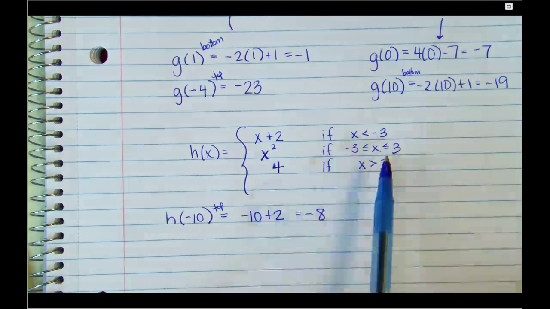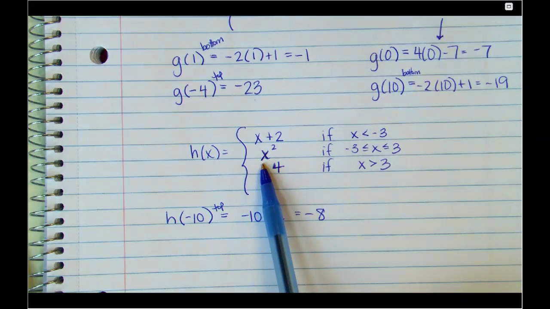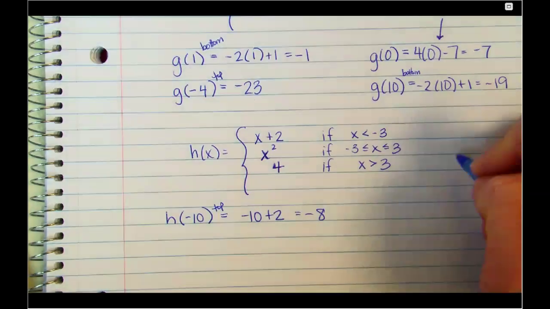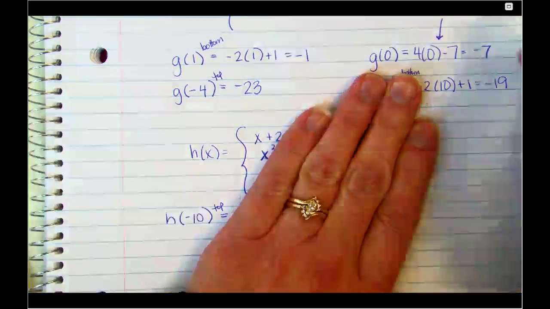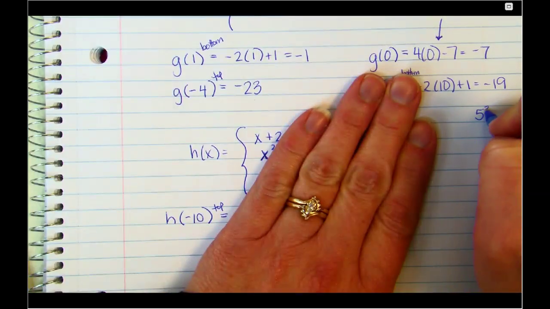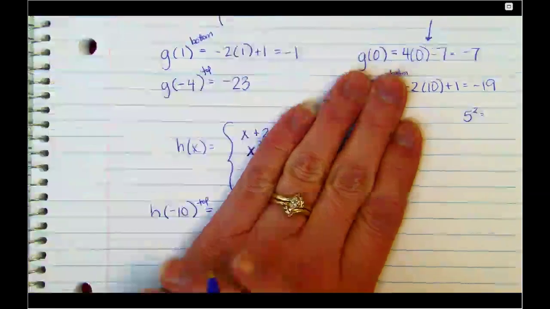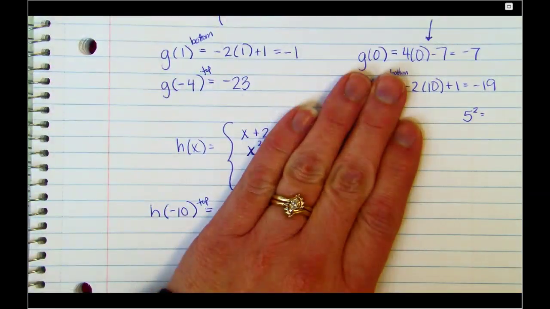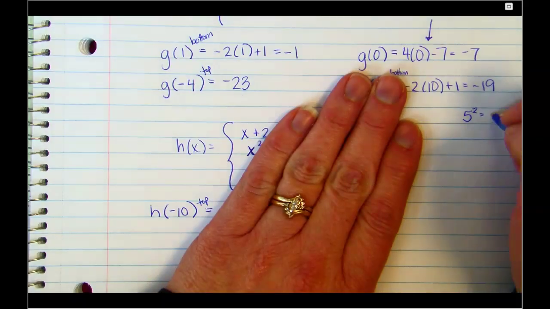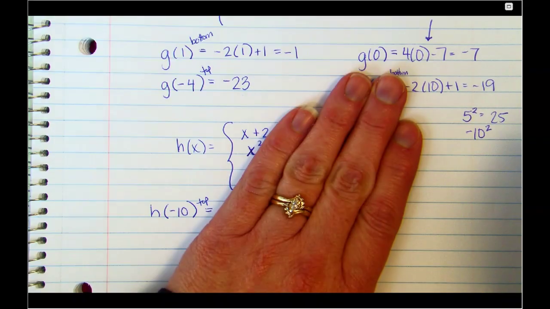Now, listen to me a second. When something is squared, you multiply it times itself. So, pause a second. What is 5 squared? 25, because that's 5 times 5. So when you see something squared, it just means multiply it times itself. So how about negative 10 squared?